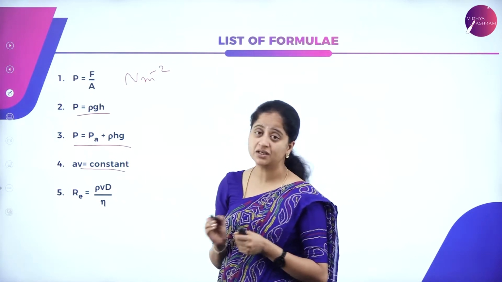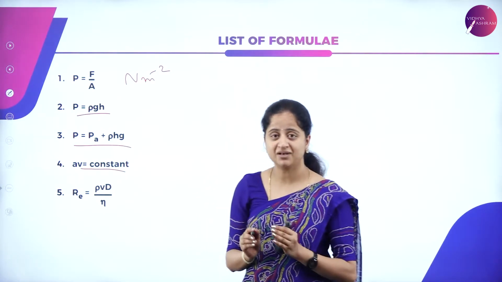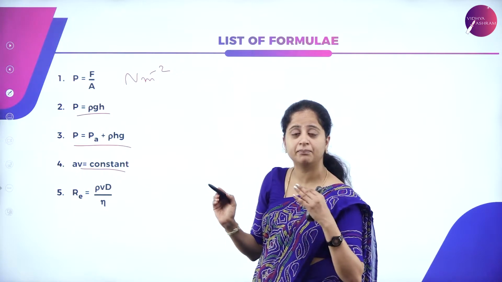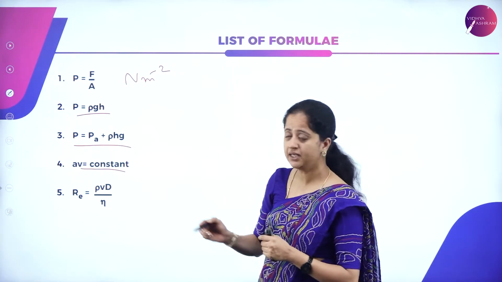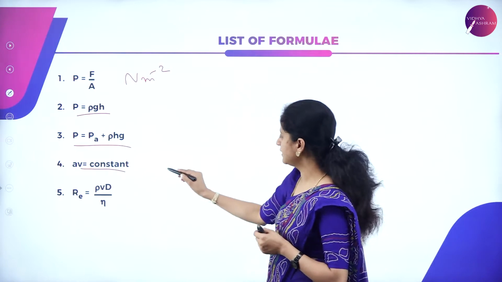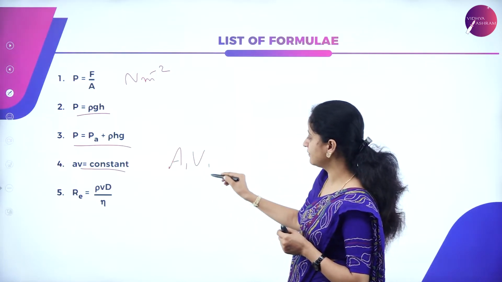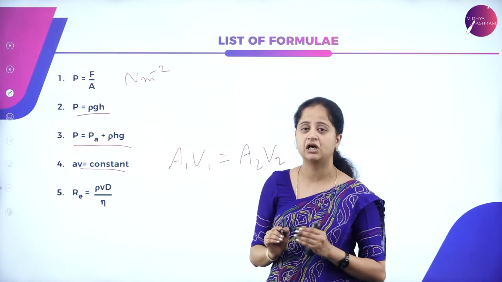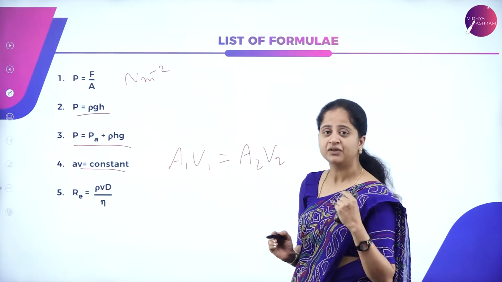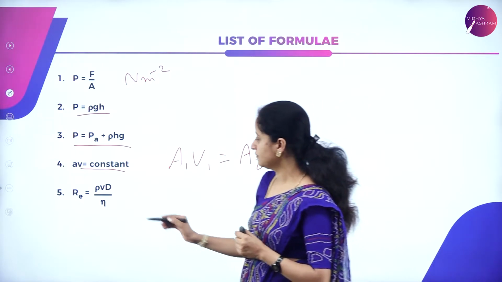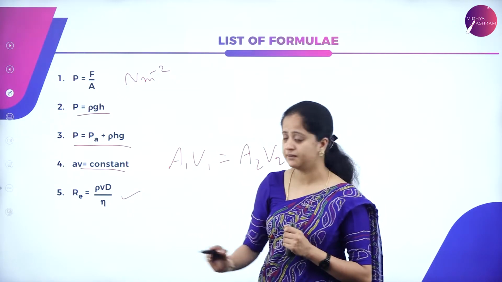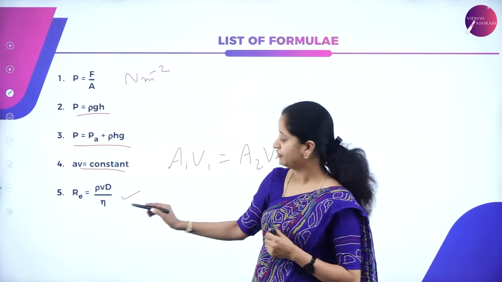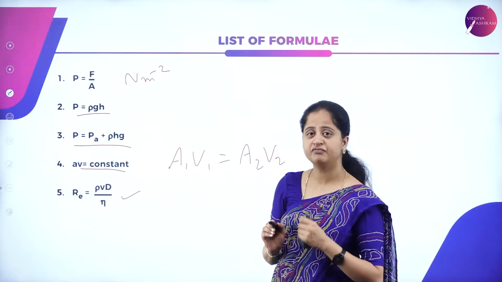And we also have the equation of continuity for a streamline flow, that is Av equals constant, where A is the area of cross section of the pipe in which the liquid is flowing and v is the velocity. This equation of continuity can also be given as A1 v1 is equal to A2 v2 for different cross-sectional areas of a pipe where the liquid is entering and coming out. And also we have Reynolds number, denoted by Re, which is given by rho vd divided by eta, where eta is the coefficient of viscosity.